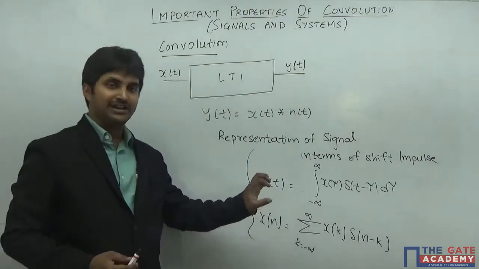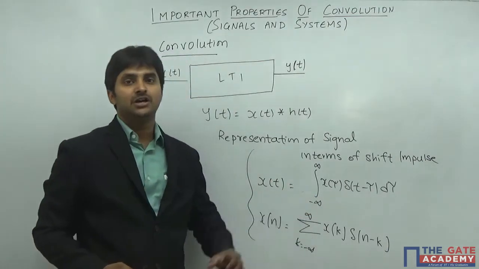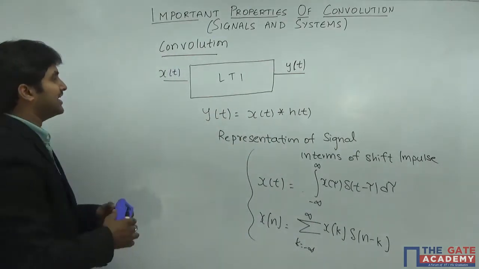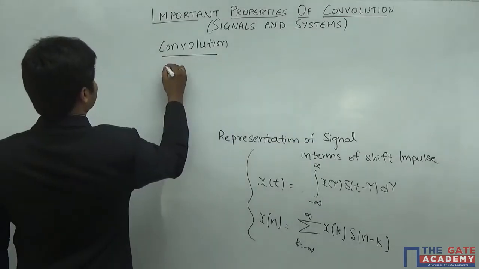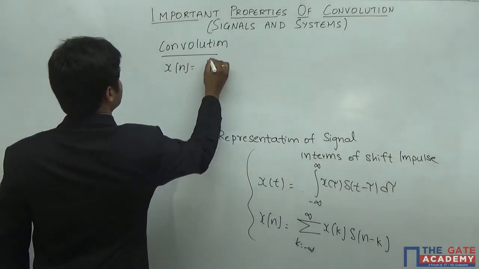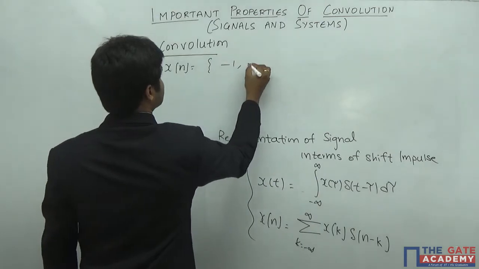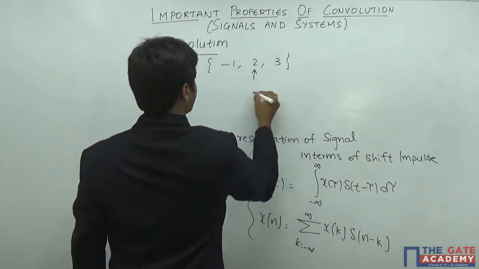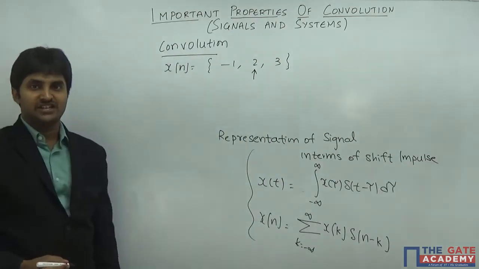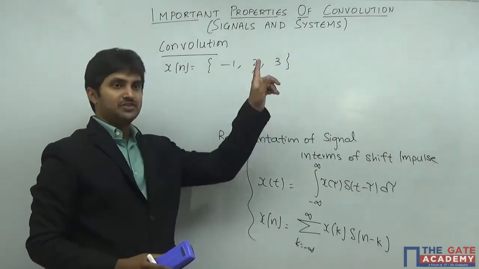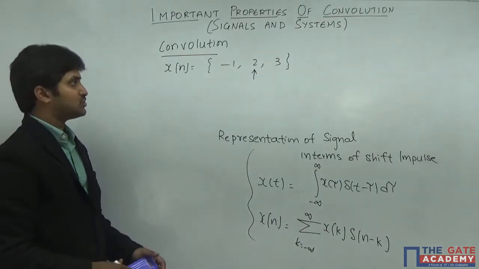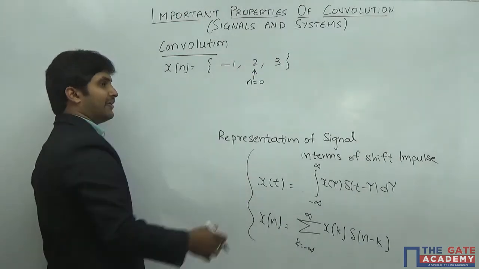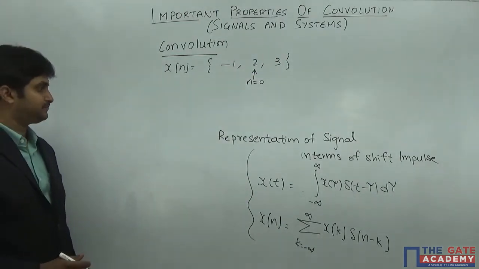Now I'll take an example so that you can be convinced how we can write a particular signal in terms of a shifted impulse. First of all, let us take an example. If I have a signal x of n, which is equal to something like minus 1, 2, 3, where the arrow is at 2. In the case of a discrete time signal, an arrow always indicates n is equal to 0. So here n is equal to 0 is at the arrow. Before that is n is equal to minus 1, and after that is n is equal to 1.